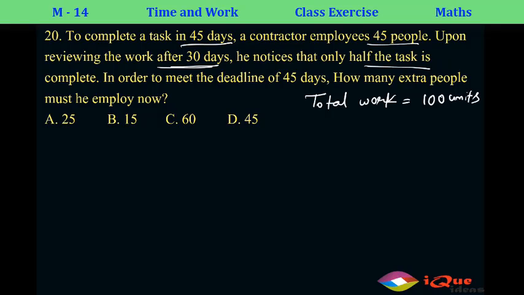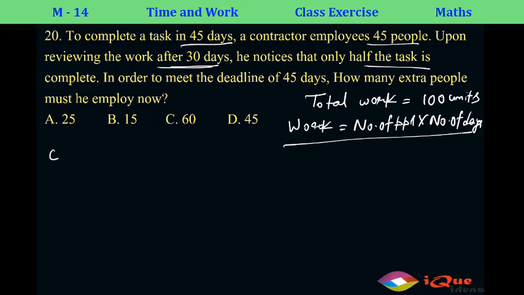Right? And we again apply the work done equal to number of people into number of days. Okay. So if you apply this, what will happen? Let's see. In the first case, 50 unit work is done. Why 50? Only half the work is done in 30 days. So first phase of 30 days, 50 unit work is done by how many people? 45 people. Alright. 45 people into 30 days.